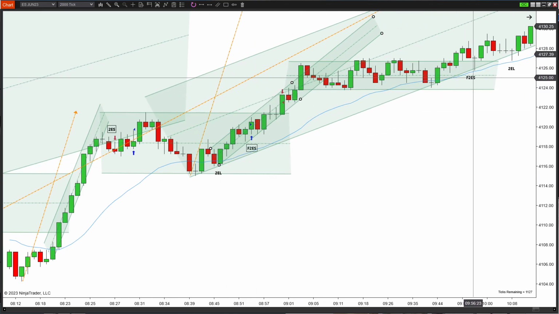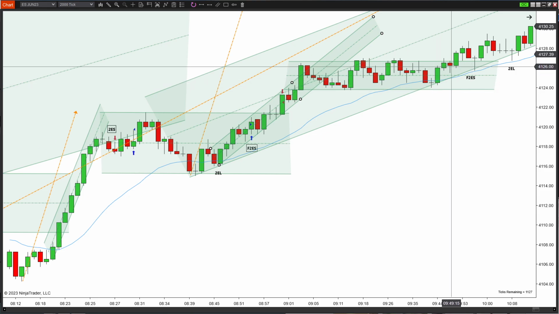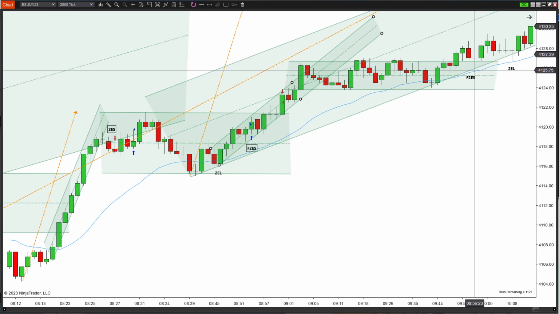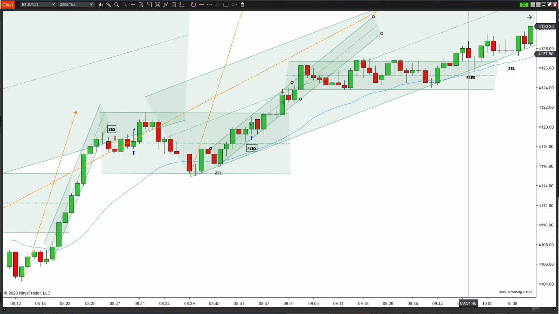But I do see a failed second entry short here because it's considered a new low. First entry short, second entry short. It almost touches the EMA, but I just didn't like how it looked. It felt a little too congested to try to take this trade.